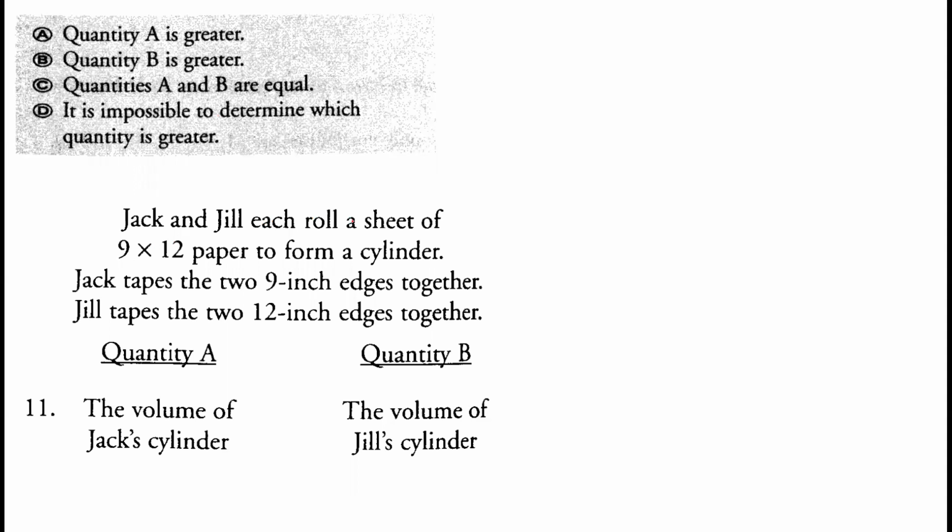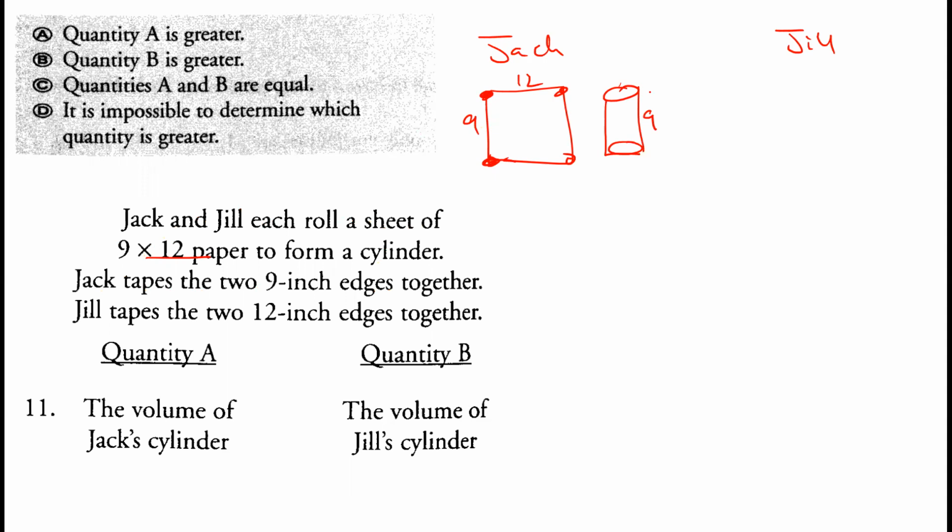Now, Jack and Jill each roll a sheet of 9 by 12 paper to form a cylinder. So we have Jack over here and Jill over here. So this is 12 and this is 9. Jack tapes the 12-inch edge together. So Jack tries to clip these two ends together, and we are going to have a cylinder having a height of 9, and the circumference of this circle would be 12. So the height would be 9, but the circumference would be 12.